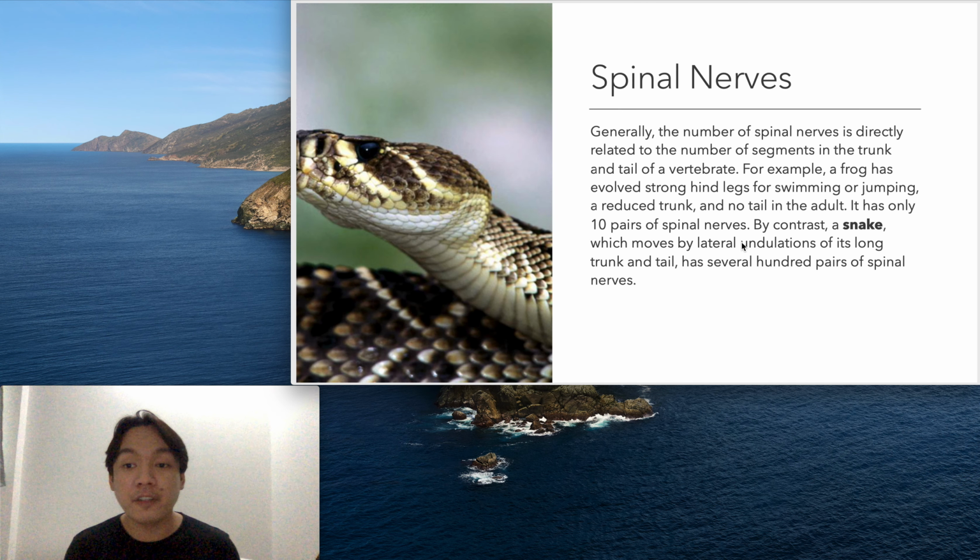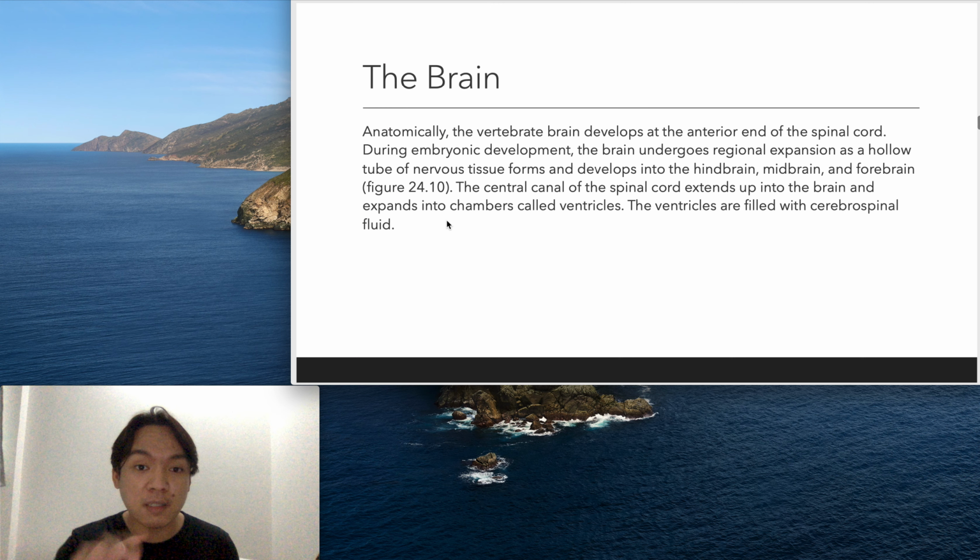So we have spinal nerves, okay? They are directly related to the number of segments in the trunk and tail of your vertebrate. For example, a frog has evolved its hind legs for jumping and swimming, with a reduced trunk and no tail in the adult. Snakes, or reptiles, have lateral undulations of a long trunk and tail, which has several hundred pairs of spinal nerves. So there are a lot of them found in snakes, for instance, the reptiles.